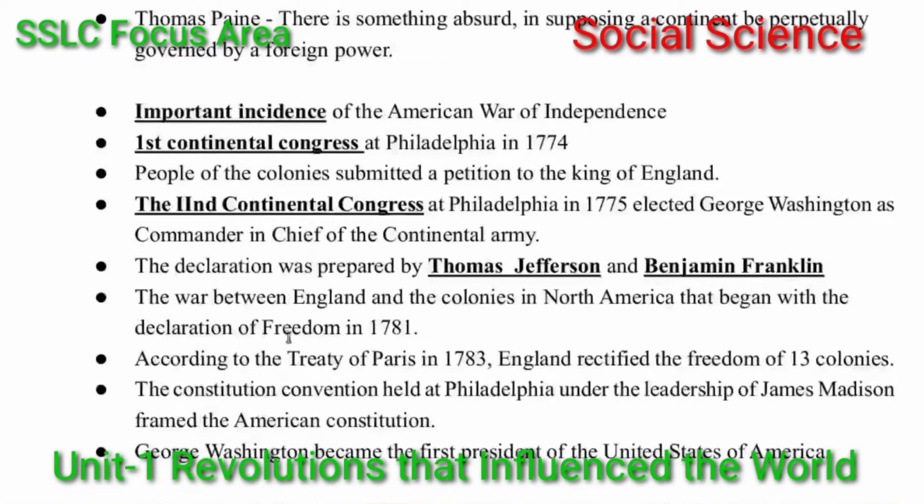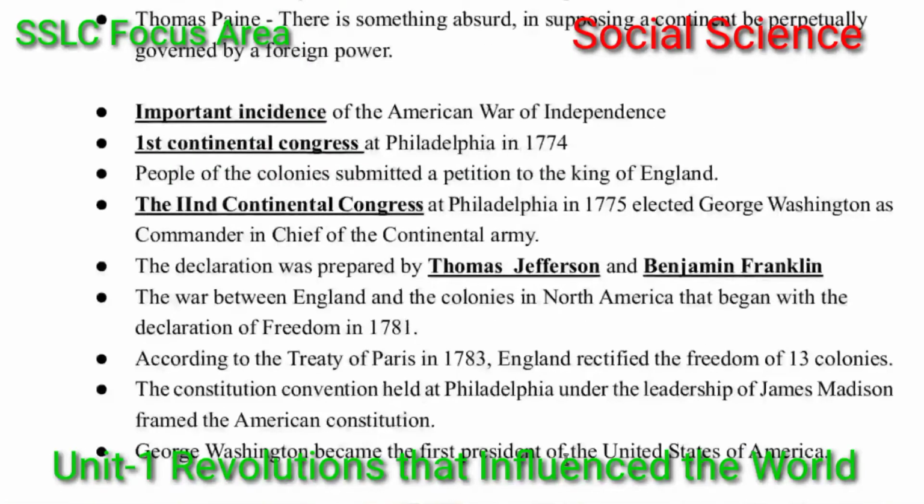The war between England and the colonies in North America began with the Declaration of Freedom in 1781. According to the Treaty of Paris in 1783, England ratified the freedom of the 13 colonies. The Constitutional Convention held at Philadelphia under the leadership of James Madison framed the American Constitution. George Washington became the first President of the United States of America.